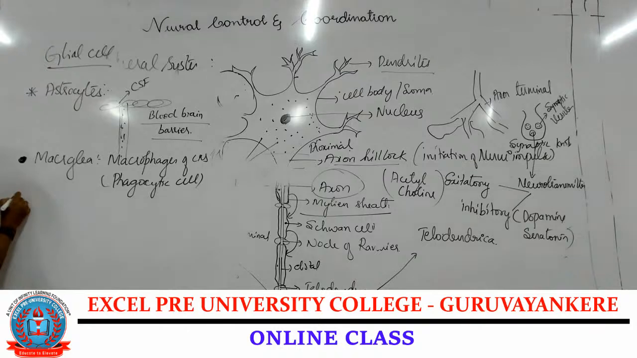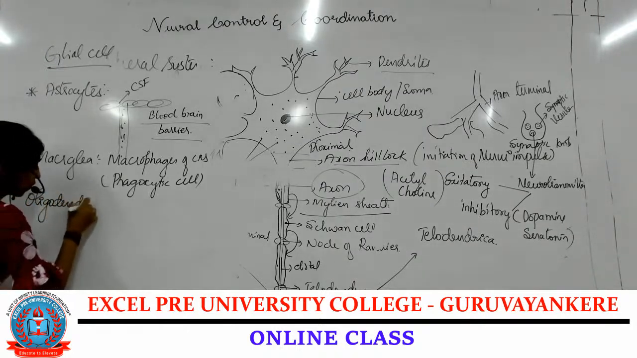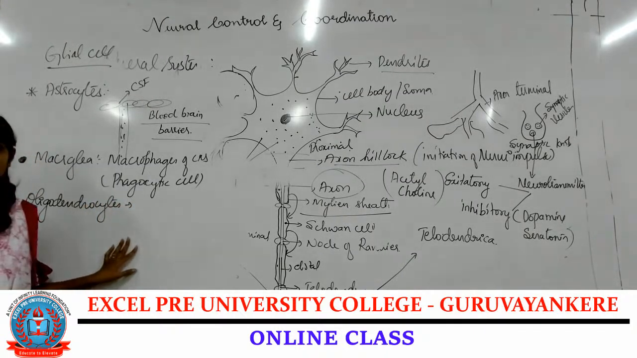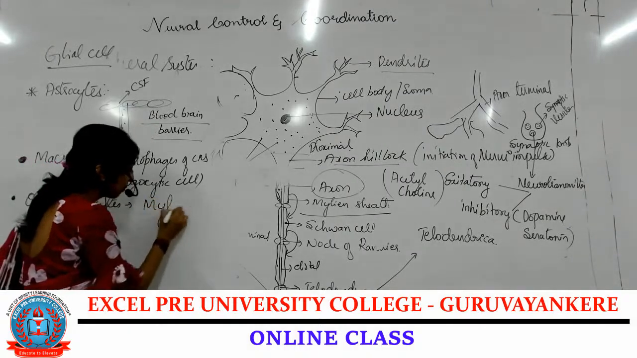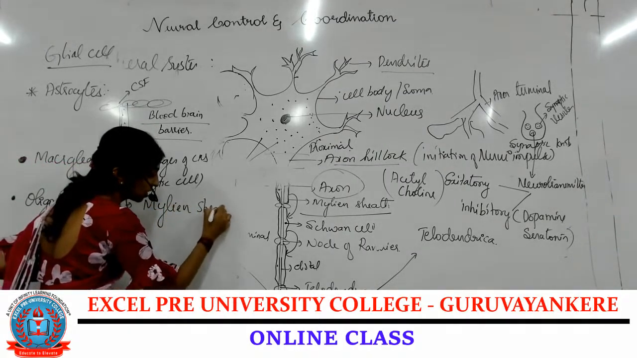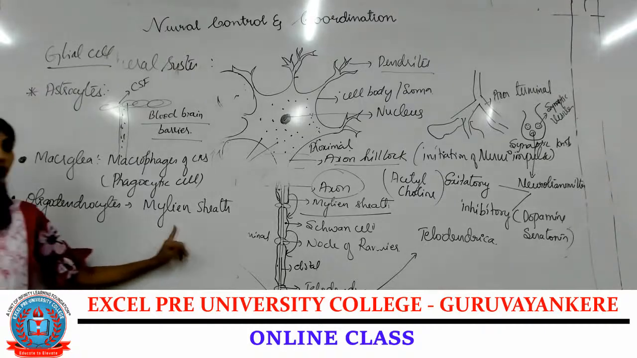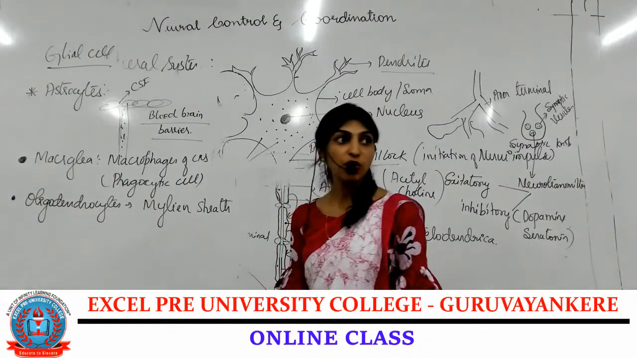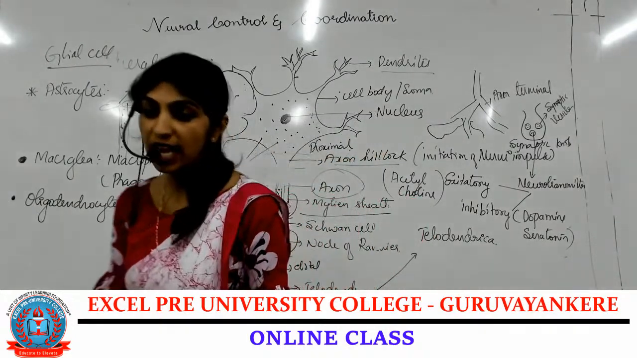Coming to the next one, we have oligodendrocytes. I have already told the function of oligodendrocytes. What is the function of oligodendrocytes in the central nervous system? Formation of the myelin sheath. In the central nervous system, we have oligodendrocytes that help in the formation of the myelin sheath. Clear? Oligodendrocyte.